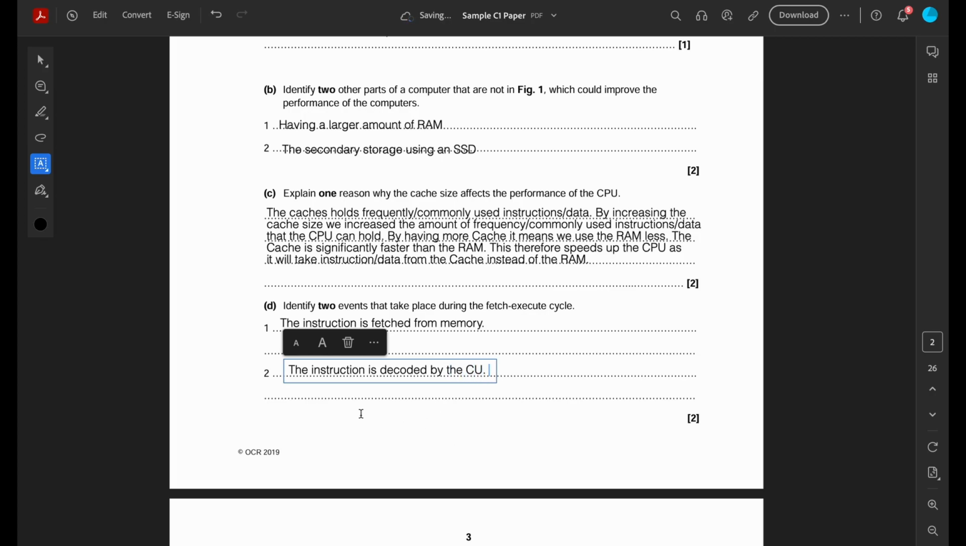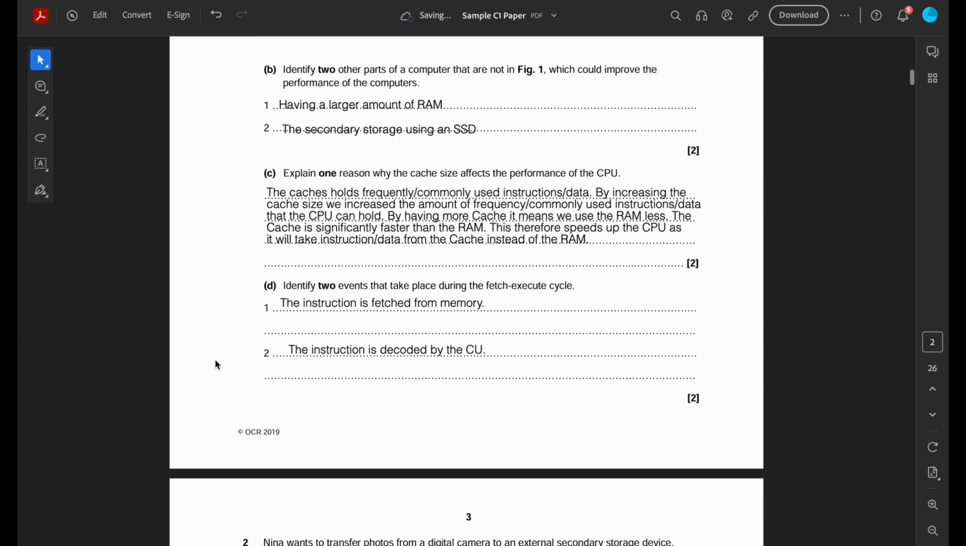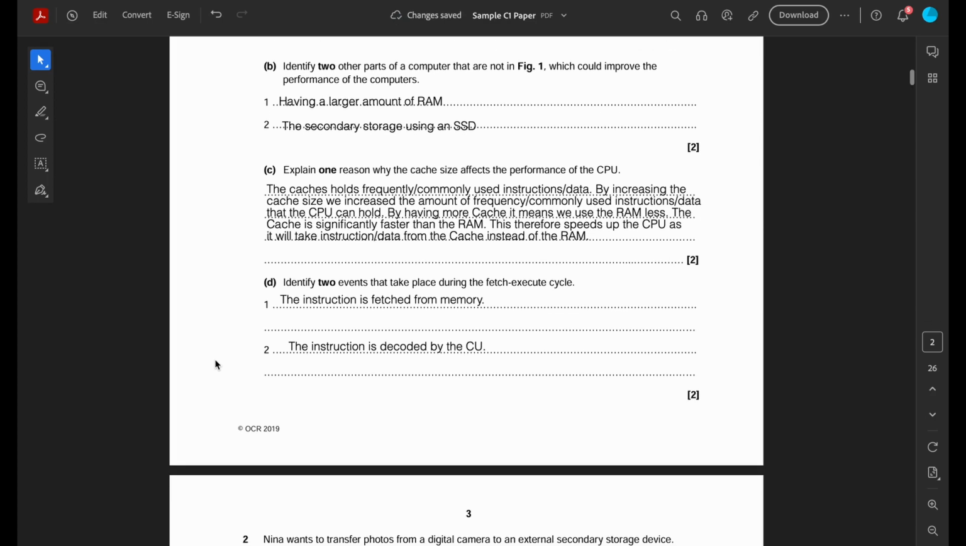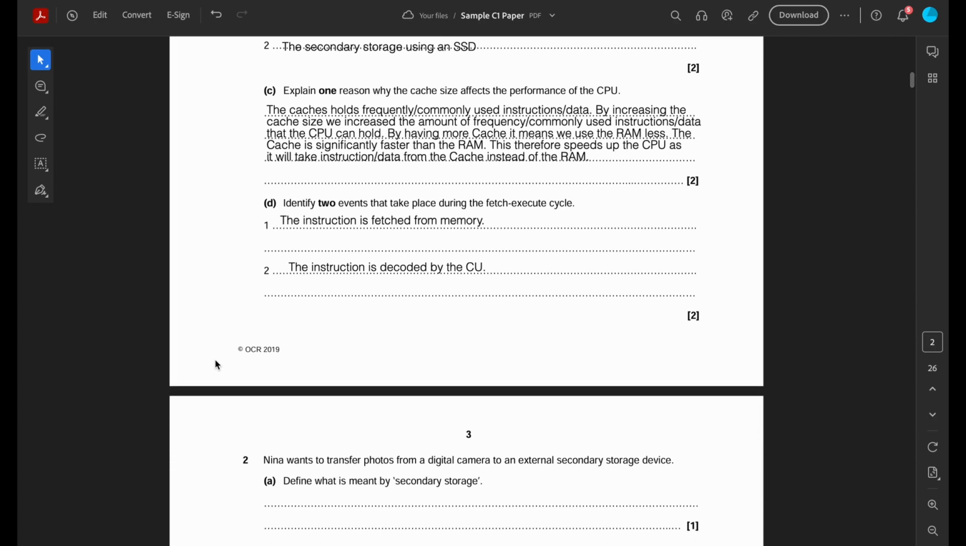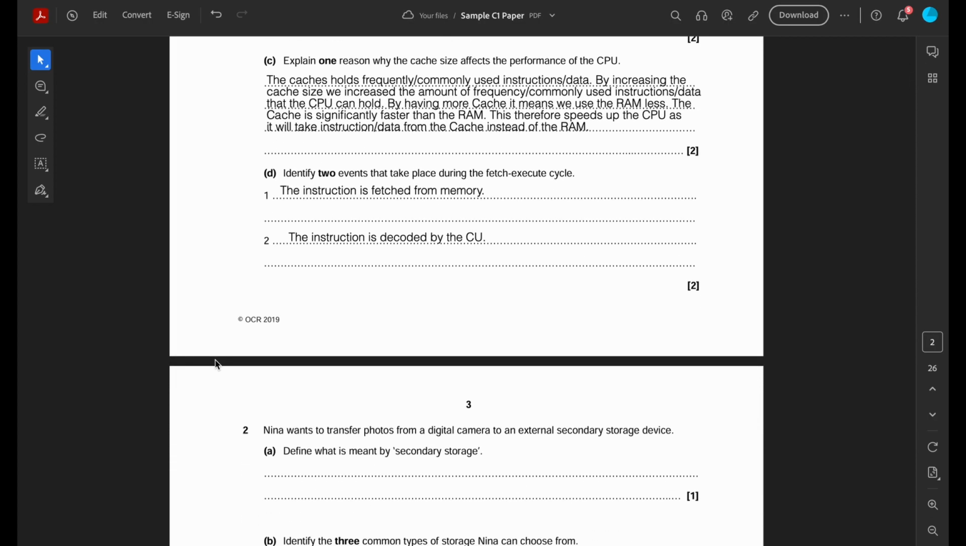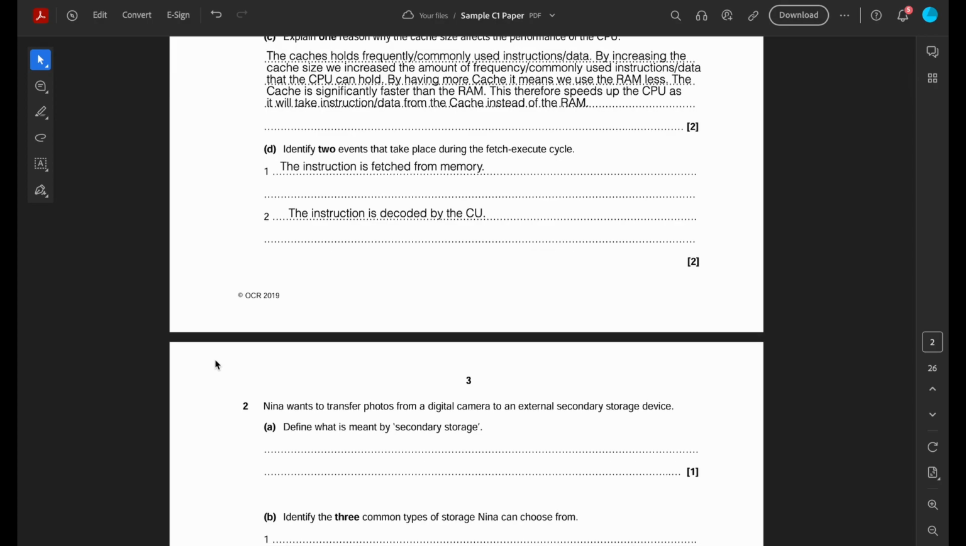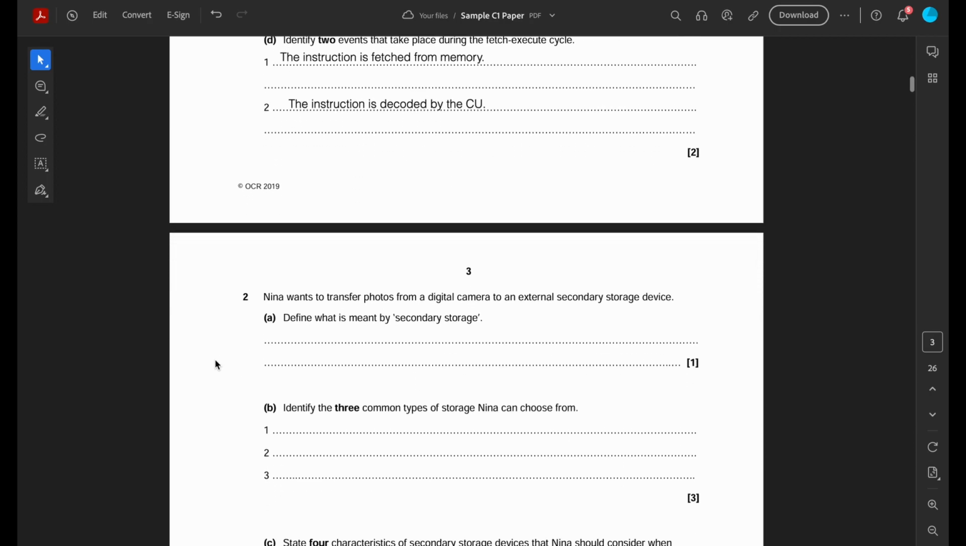Now, there's quite a few things I could say on that one as well. I could even say that the instruction is executed. I could say that the program counter is incremented by 1. I could say that the cycle is continuous and repeats. I could even go to the A-level answers and start talking about certain parts of the program counter and how that works. But at GCSE, they're the kind of main things we look for: the instruction is fetched from memory, the instruction is decoded by the control unit, the instruction is executed, the program counter is incremented by 1, and lastly, the cycle is continuous.